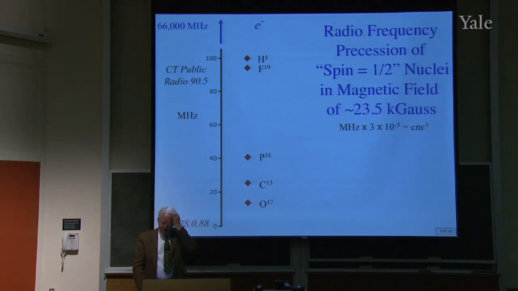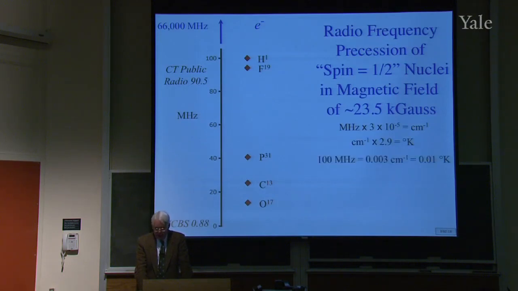Okay, so a megahertz multiplied by 3 times 10 to the minus fifth is wave numbers. Remember in IR we talked about frequencies in wave numbers, right? How many waves in a centimeter. But the radio frequencies are very, very, very slow compared to that, right? 10 to the minus fifth slower. You can also talk about it in degrees Kelvin, right? And 100 megahertz, where the proton resonates in this frequency, is equivalent to 0.01 Kelvin.